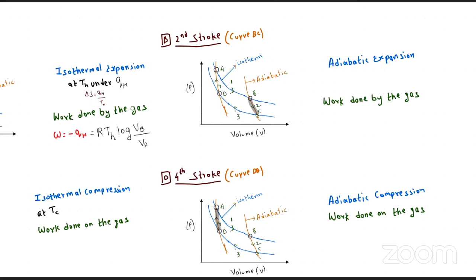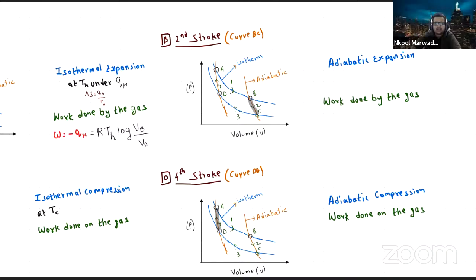And since no heat transfer is there, delta S has to be 0. Delta S has to be 0 because what is delta S? Change in entropy is heat upon temperature. Since it's an adiabatic process, no heat transfer will take place, so no change in entropy will take place. It means whatever the entropy was previously, in the second stroke the entropy will remain as it is. No change in entropy. This is clear.